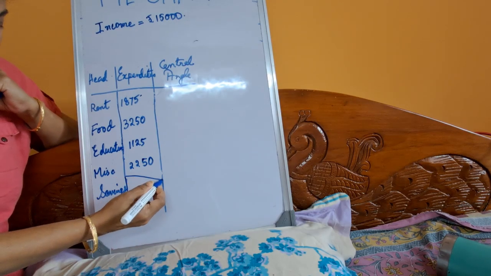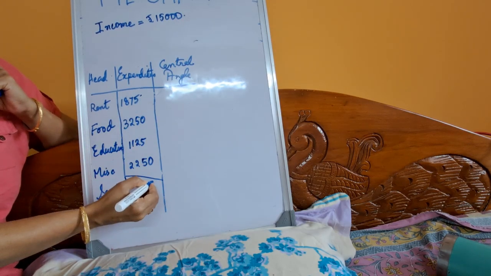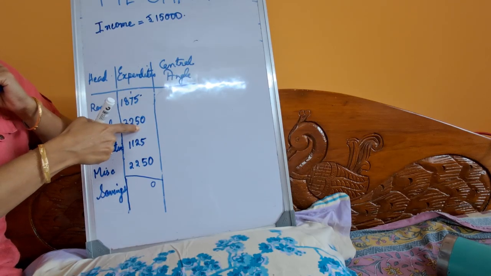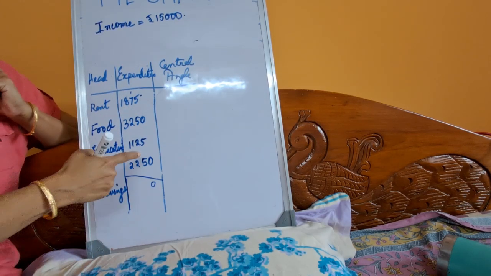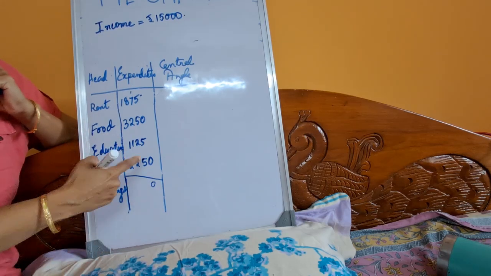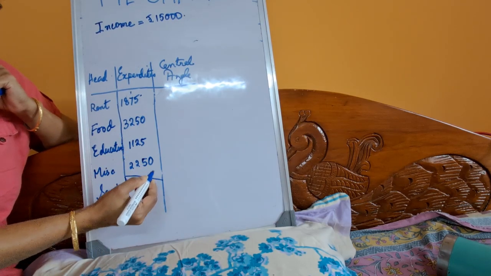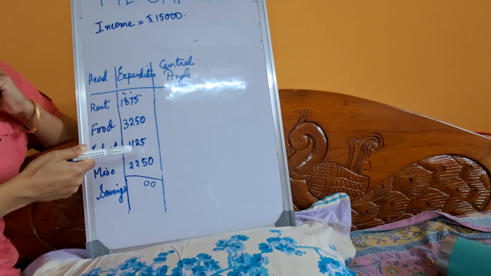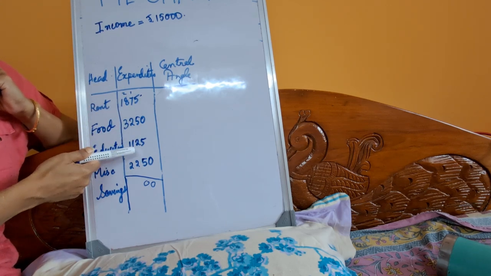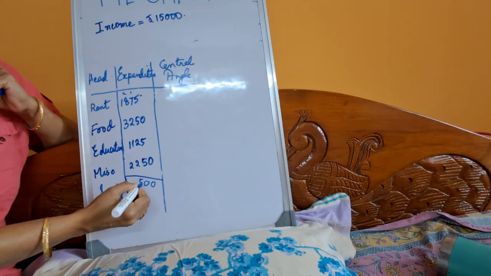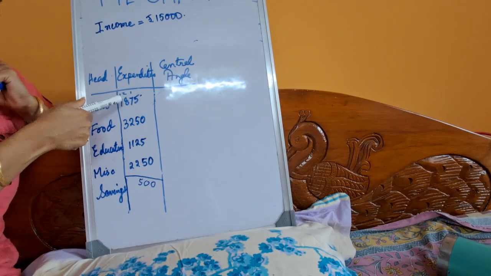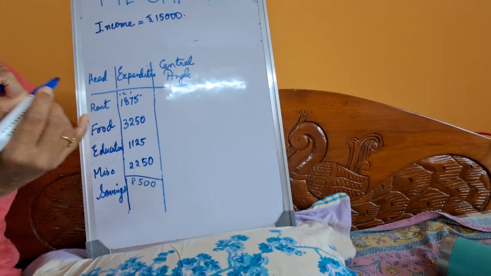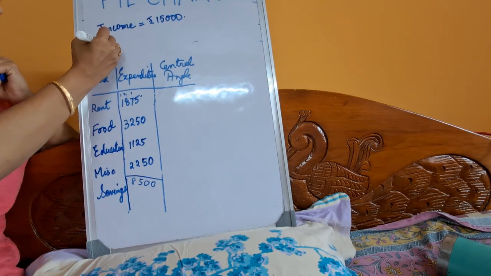I'll just add here itself. So 5 plus 5 is 10, carried over 1. 7 plus 1 is 8. 8 plus 5 is 13. 13 plus 2 is 15. 15 plus 5 is 20. 0, carried over 2. 8 plus 2 is 10. 12, 13. 13 and 2 is 15, and 1. 2, 5, 6, 7, 8. So 8500 is the total expenditure.